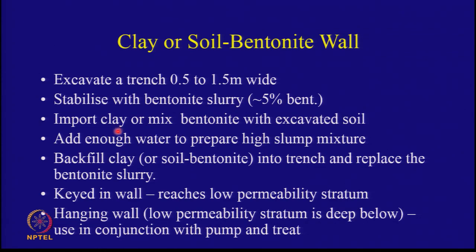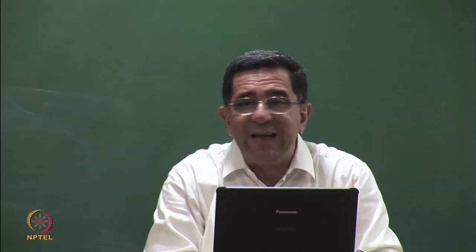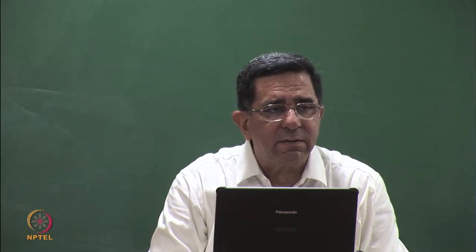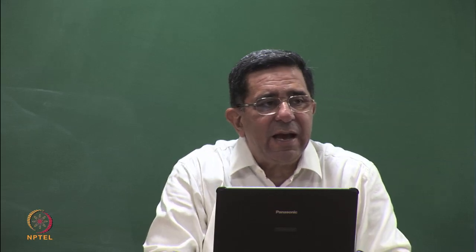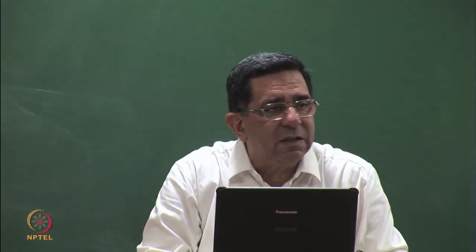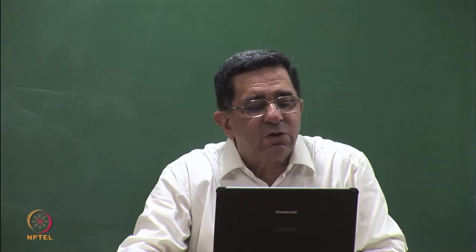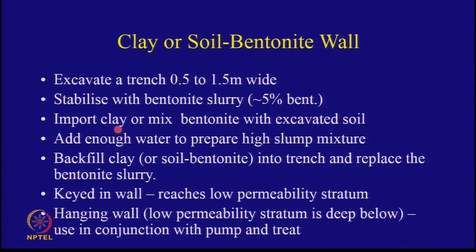Imported clay or soil mixed with bentonite is made in the form of high slump material. You remember high slump concrete? The idea is you should be able to put this material in the trench and it should be able to slump and spread by itself. So you have to add enough water to your clay, or to the mix of bentonite with the excavated soil, and make a high slump mixture. Backfill this into the trench and the slurry will come out.